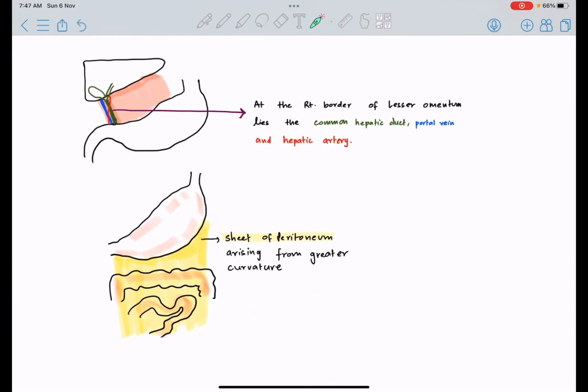If you take a look at the diagram over here, this is the lesser omentum. The right border of the lesser omentum is a free edge. In this right border, there are three structures: the common hepatic duct, the portal vein, and the hepatic artery. From the greater curvature of the stomach, there is a sheet of peritoneum which arises, and a part of the sheet attaches to the transverse colon and becomes the transverse mesocolon, and a reflection of the sheet comes downwards up into the pelvis across the small intestine, and that is called the greater omentum.